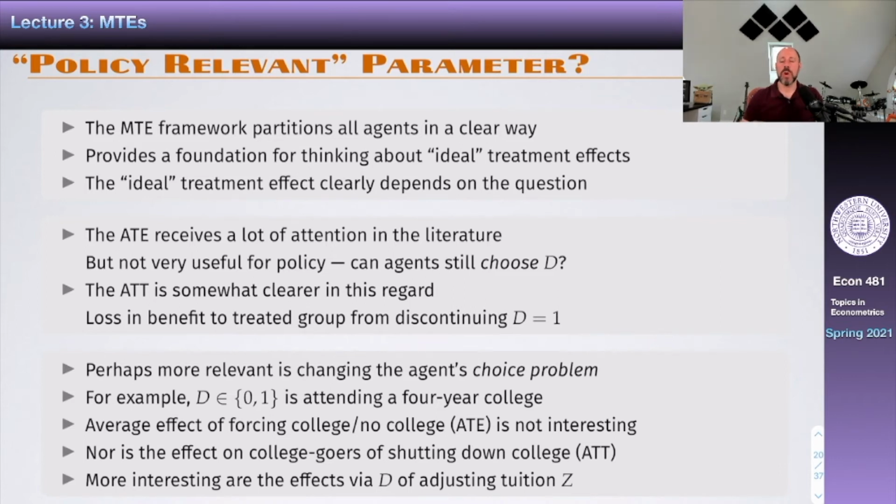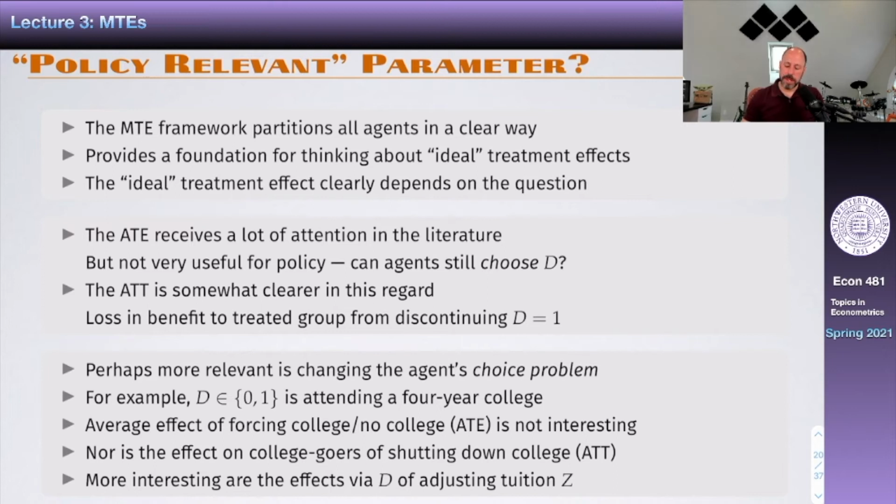You want to think about what the policy is that you care about, and then you think about how you identify that parameter. The average treatment effect is the one that receives the most attention in the literature, right? People talk about average treatment effect, average treatment effect, average treatment effect. But if you talk to somebody who does applied work and cares really about policy, very rarely will they tell you the average treatment effect is a parameter that is policy relevant, right?